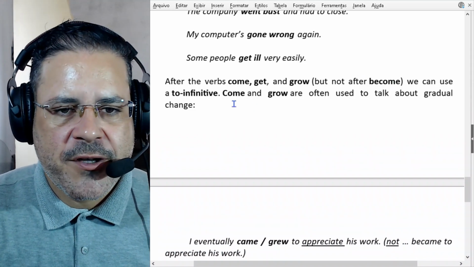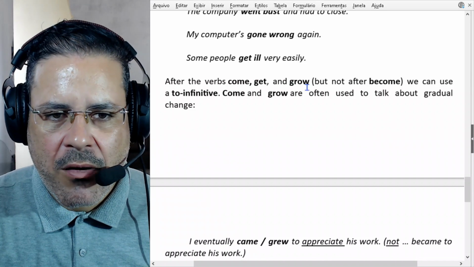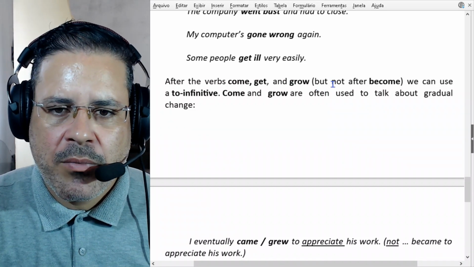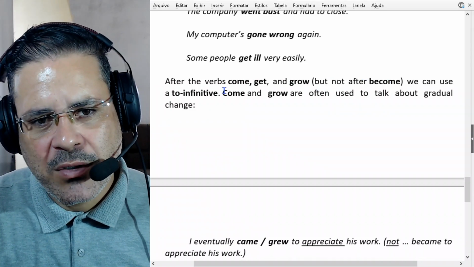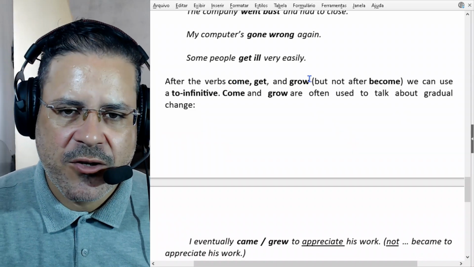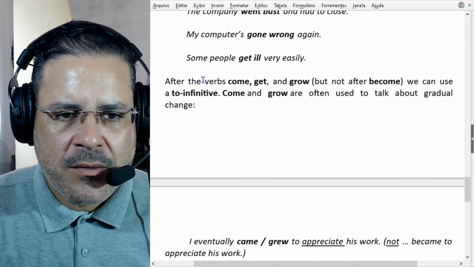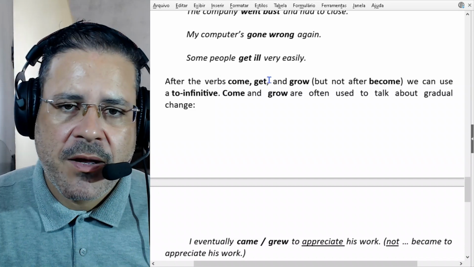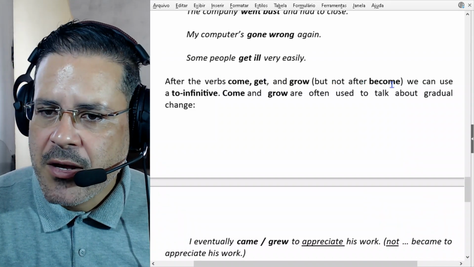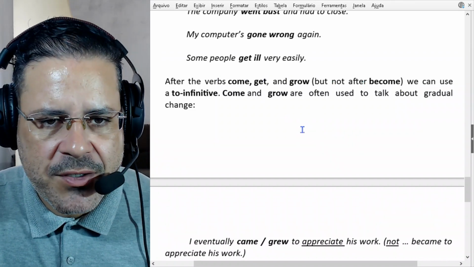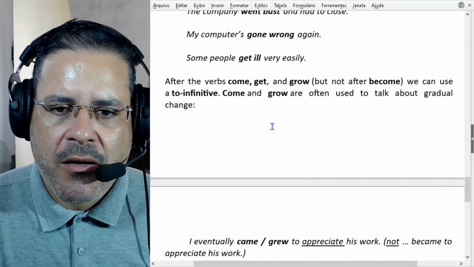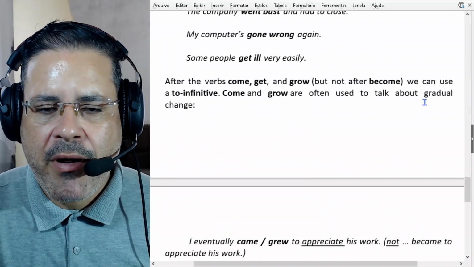Okay, after the verbs come, get, and grow, but not after become, notice that we give preference to short verbs. So after the verbs come, get, and grow, but not after become, we can use it to infinitive. Come and grow are often used to talk about gradual change.